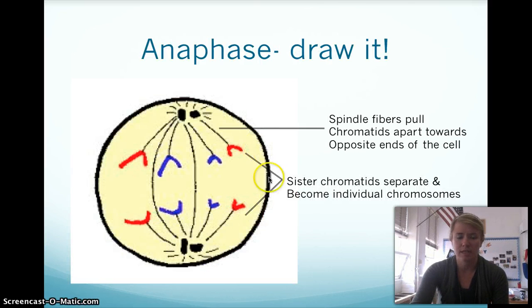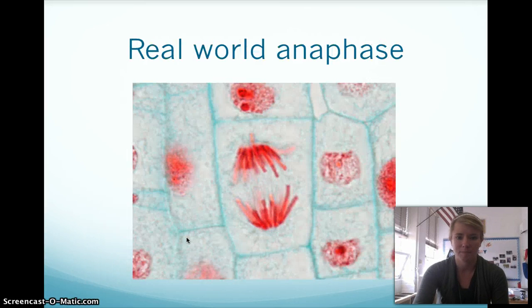So here's what anaphase looks like. Go ahead and draw it. We have our sister chromatids being pulled apart. So here's one sister chromatid, here's another. They're attached at the centromere by the spindle fibers, and they're being pulled apart. This is what real-world anaphase looks like. This is probably the most distinct phase of mitosis if you're actually looking at it. Like you can actually see all of them being pulled apart. So the centrioles are right here, and they're being pulled apart.